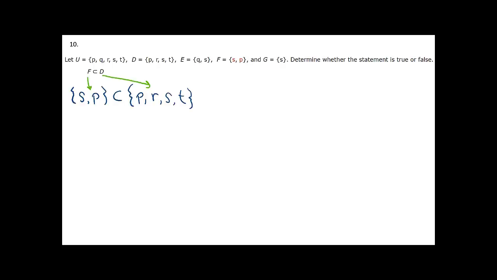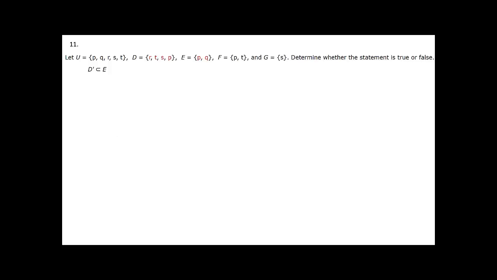F is the set containing S and P. D is the set containing P, R, S, and T. And if you look, the S on the left appears in the set on the right, and the P from the left appears in the set on the right. So that means it is true. It would be a subset of or a proper subset of, because as long as you don't have equality, the answer will be the same either way.